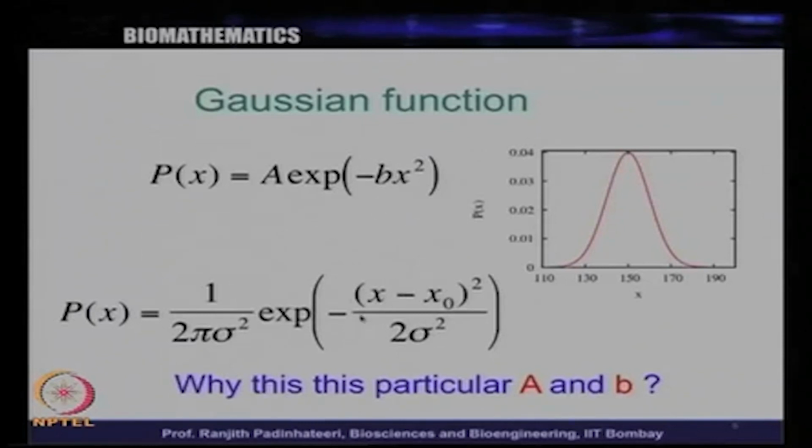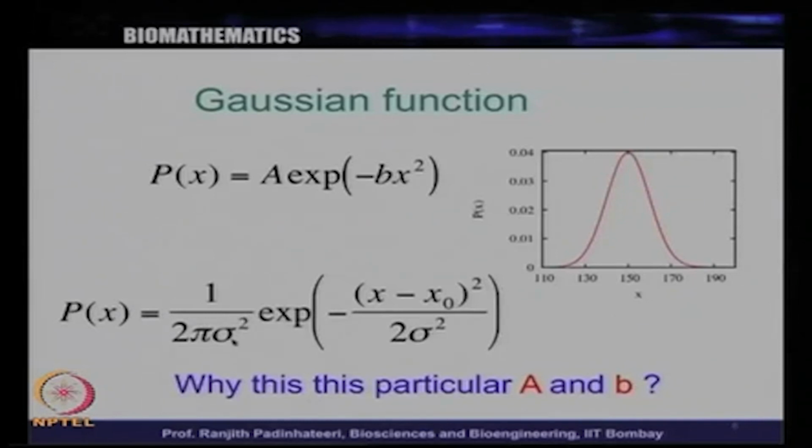So, by comparing this and this, we can know that 1 by 2 pi sigma square is written as a, 1 over 2 sigma square is written as b, and x 0 is 0. So, why this particular form of a and b? a can be anything, but why is it related to the sigma? Here the sigma is standard deviation.